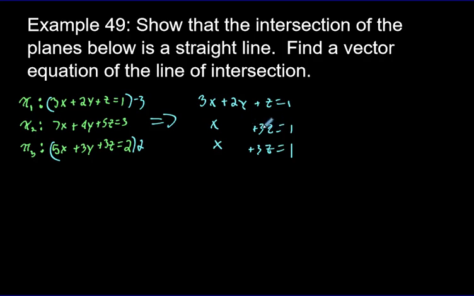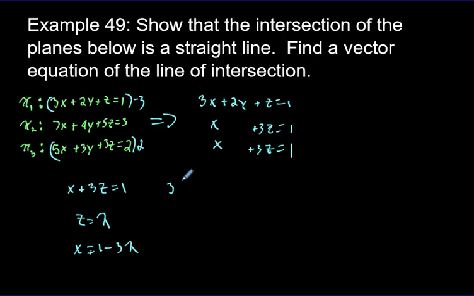So here's the one equation I have: x plus 3z equal to 1. Now we want to find a vector equation of the line of intersection. If I let z equal some parameter lambda, some constant number, then I'll know that x is equal to 1 minus 3 lambda. I'm making the Cartesian equation into parametric form. z is equal to the parameter, x is equal to 1 minus 3 lambda, and I can use these to find out what y is equal to.